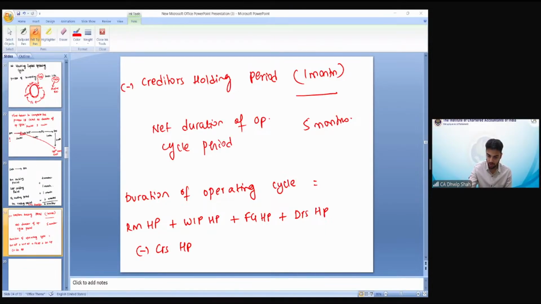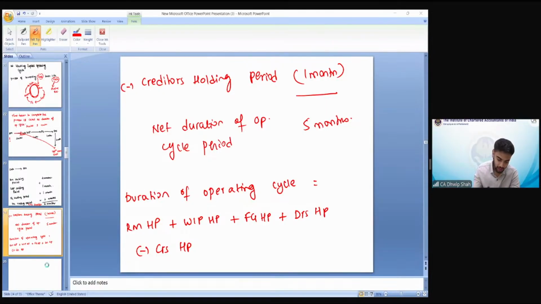Okay. So let's solve this question, illustration number 2. Page number 20 of your module. From the following information of XYZ Limited, you are required to calculate net operating cycle period. Net operating cycle period means you are required to calculate net duration and not gross duration. अगर gross duration पूछा होता तो don't subtract creditors holding period. ठीक है? But यहाँ पे net पूछा है, so we have to subtract creditors holding period as well. And number 2, number of operating cycles in a year.